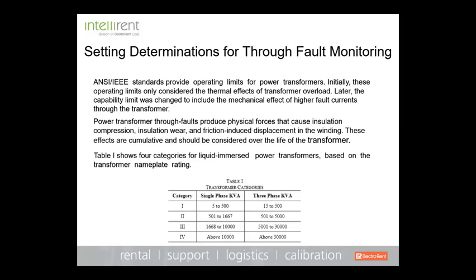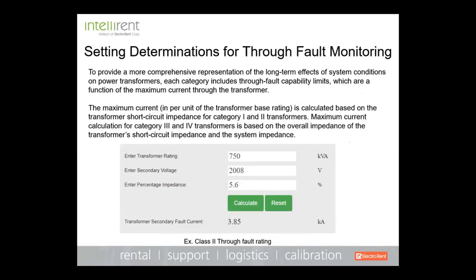And we all know that your transformers come in different categories. This is category 1 through 4, and it has to do with the kVA rating, both single phase and 3-phase. So when we look at setting a through fault monitor, we want to be able to provide a more comprehensive representation of the long-term effects on these transformers. And each category of transformer actually has its own limitation in terms of the maximum current through the transformer.